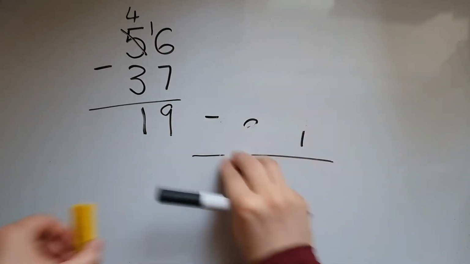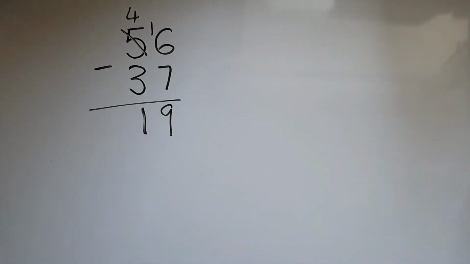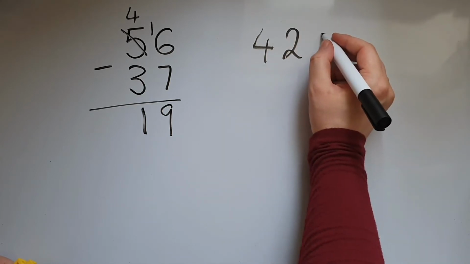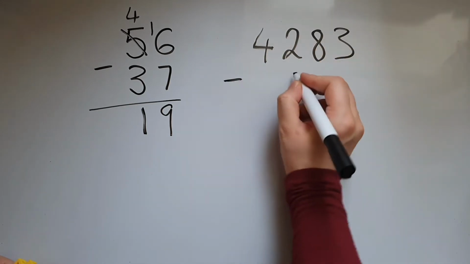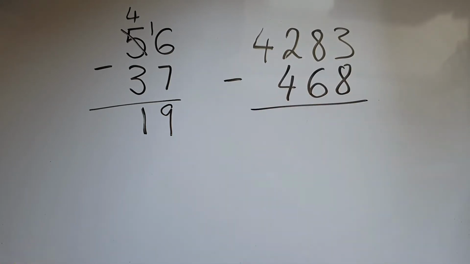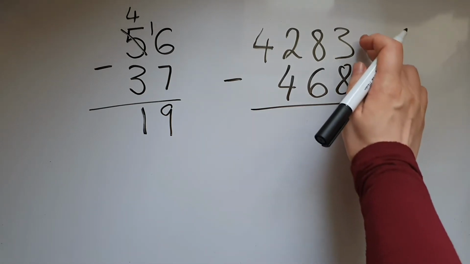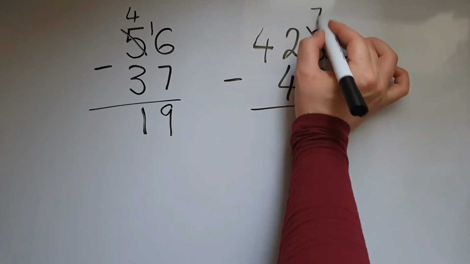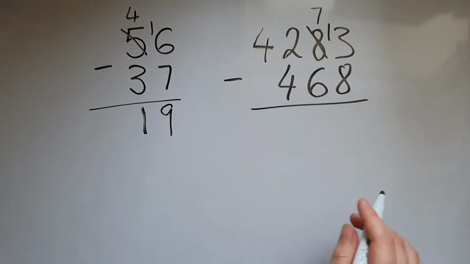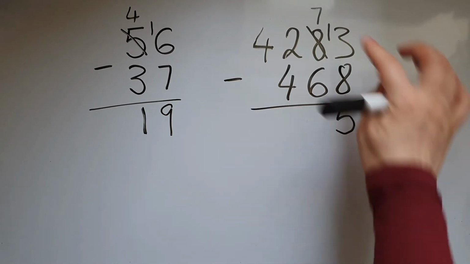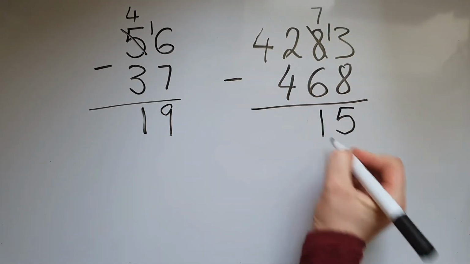Let's try with some other numbers. 4,283 take away 468. So I need to take away 8 from the 3, which means I need to borrow 1. So I can borrow 1 from the 8, which becomes a 7 and gives this a lot of 10, which makes it 13. So 13 take away 8 leaves me with 5. Now 7 take away 6 leaves me with 1.